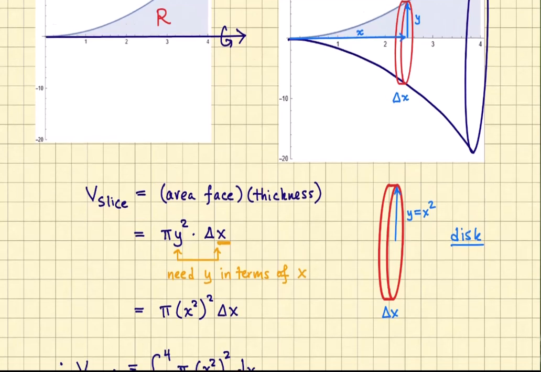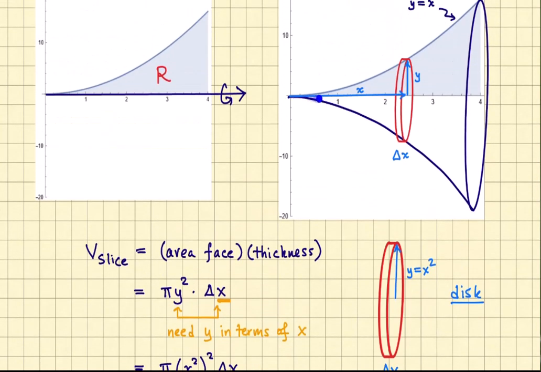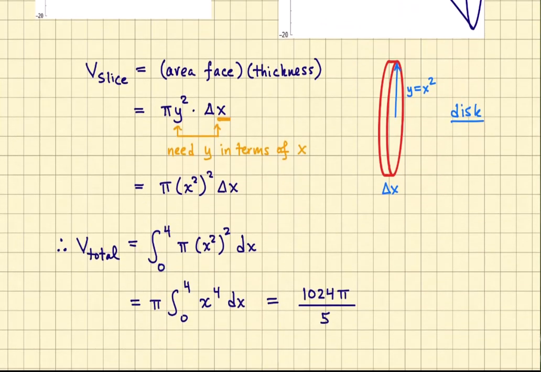And therefore, to get the total volume, we just accumulate or integrate the volumes of our slices. So the total volume is the integral. Again, our slices range from x equals 0 to x equals 4 as we march along with our slices here. So we integrate from 0 to 4, and the volume of our slice was pi x squared, quantity squared, dx. So we get pi times the integral from 0 to 4 of x to the 4th dx. And this straightforward integral has a value which you can compute, and it is 1024 pi over 5.